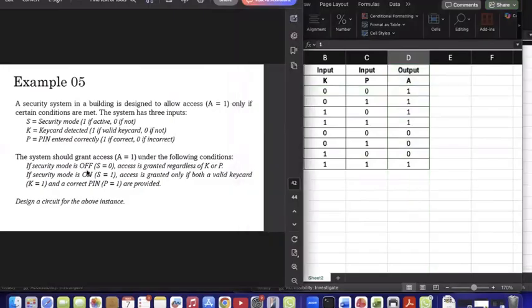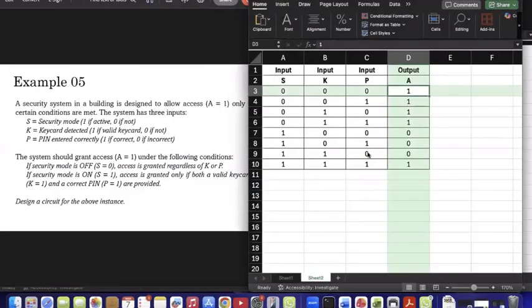Read this line. If a security mode is off. They give the rules like this. If a security mode is off, when S is equal to 0, access is granted regardless of K or P. K can be anything, 0 or 1. Or P also can be 0 or 1. They don't care. Why? Security mode is off. So access is always granted. They are telling the condition. Based on this condition only, you have to take the truth table. Is it okay? Can we do the SOP method also to this question, maybe?